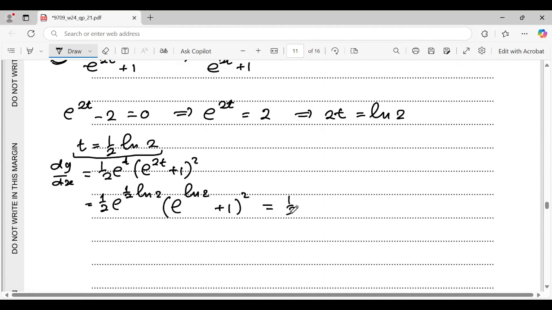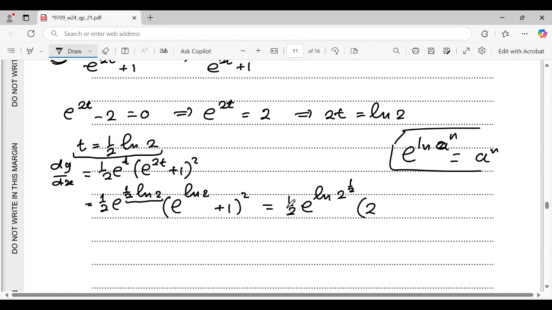I'm going to continue the calculation. 1/2 e power, I would like to set this expression as ln 2 power 1/2. Continue with this one. And e power ln 2, I would like to convert to 2, because if e power ln a, it is actually equal to a. If this is a power n, it is a power n, the result. So e power ln 2 equals 2, plus 1 squared.